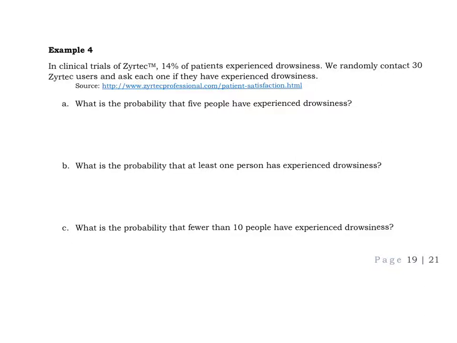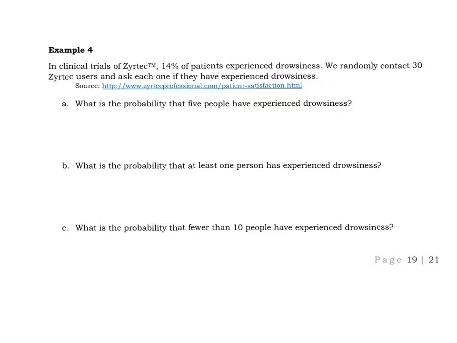In example 4, we're going to be putting our new calculator skills to use and working to determine when we should be using binomial PDF versus binomial CDF. So in this case, we've got some trials of Zyrtec, and in those trials, 14% of them experienced drowsiness. We contact 30 Zyrtec users at random and ask them if they have experienced drowsiness while using the product. And we're going to calculate the probabilities that we find the following.